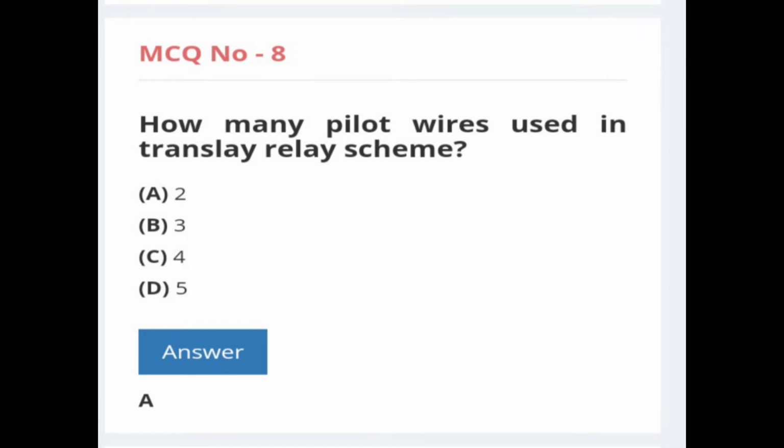How many pilot wires are used in translay relay scheme? 2, 3, 4 or 5. So the correct answer is option A, 2, means 2 pilot wires are used in translay relay scheme.